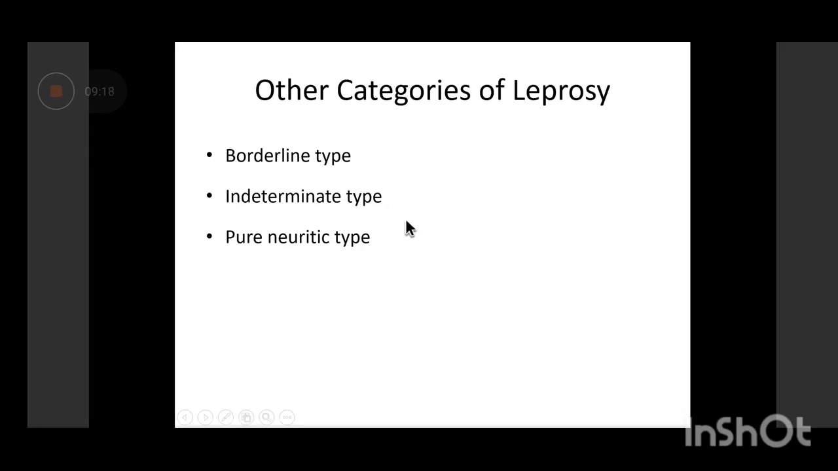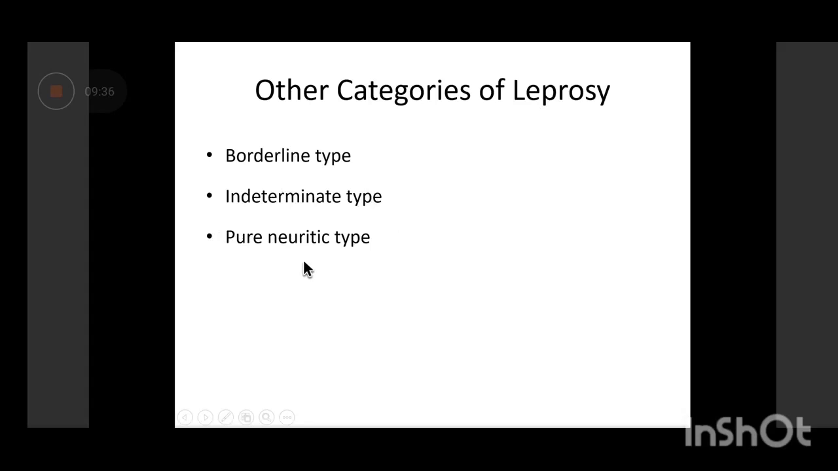Then the intermediate type. This denotes those early unstable cases with one or two hypopigmented macules and definite sensory impairment. Here the lesions are bacteriologically negative.